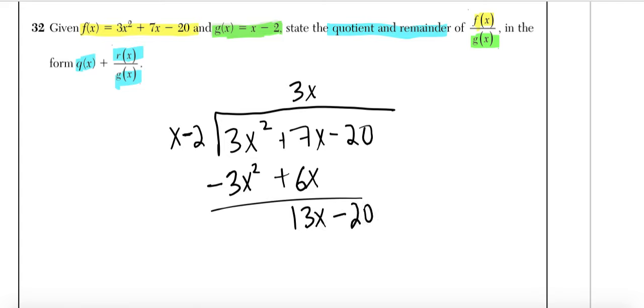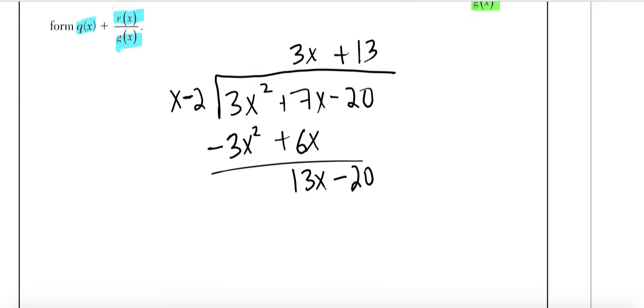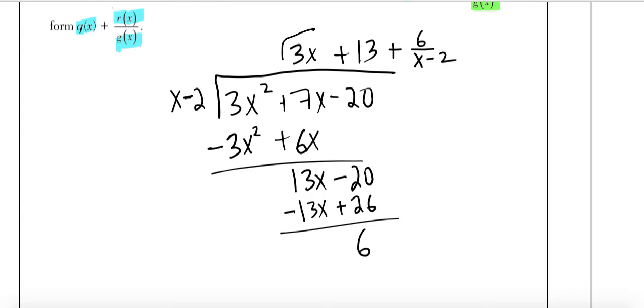I divide again the first term, 13x, by x, and I get positive 13. Now I distribute the 13 over x minus 2 to get 13x minus 26. But since we have to subtract, it changes to negative and positive. The 13x's cancel out. Negative 20 plus 26 is 6. So the 6 is the last term. It's positive, so I'll put a plus sign over whatever I was dividing by, which was x minus 2. So here's our final answer right here.